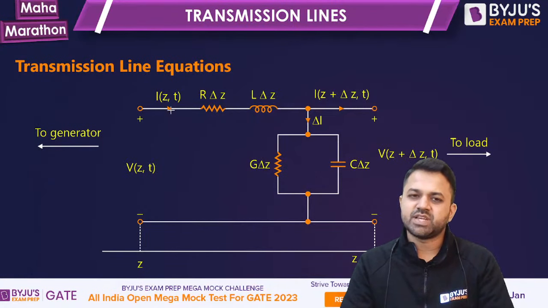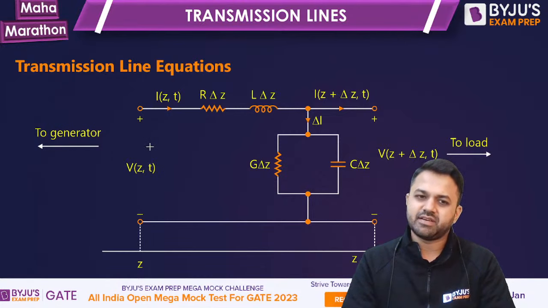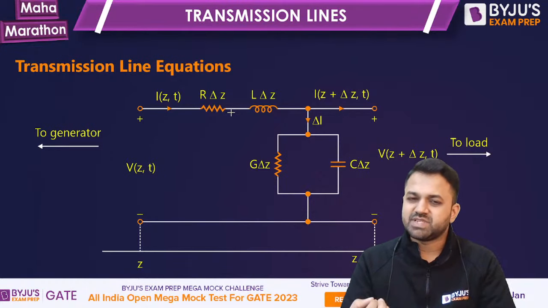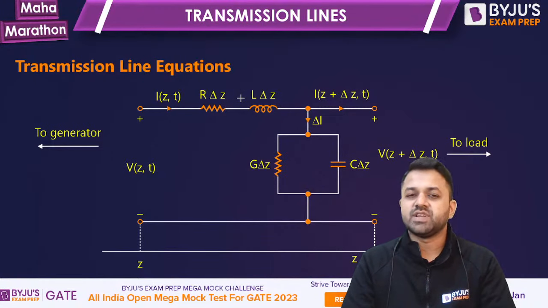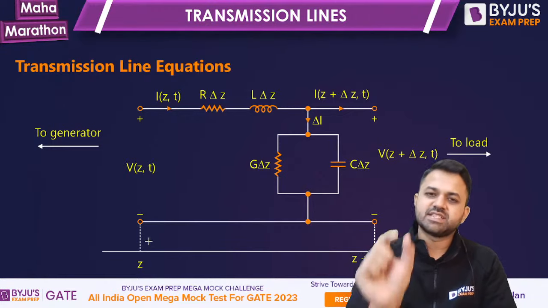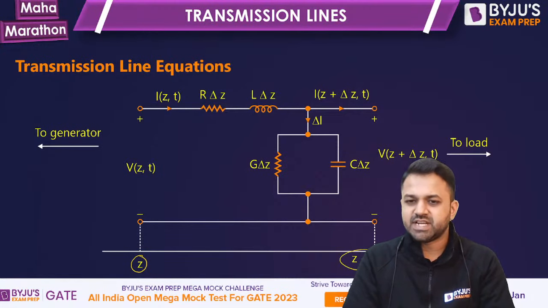Now, if you apply the transmission line equation, this is the generator part and this is the load part. We divide the transmission line into small elements. So this is V(z,t) and this is I(z,t), the voltage and the current at the source end, and R and L, because we want to define the transmission line equation using network theory. Because of that, we are multiplying them with the length of the transmission line. The length we are considering is very, very small, that is delta Z. So this is Z and this is Z plus delta Z.